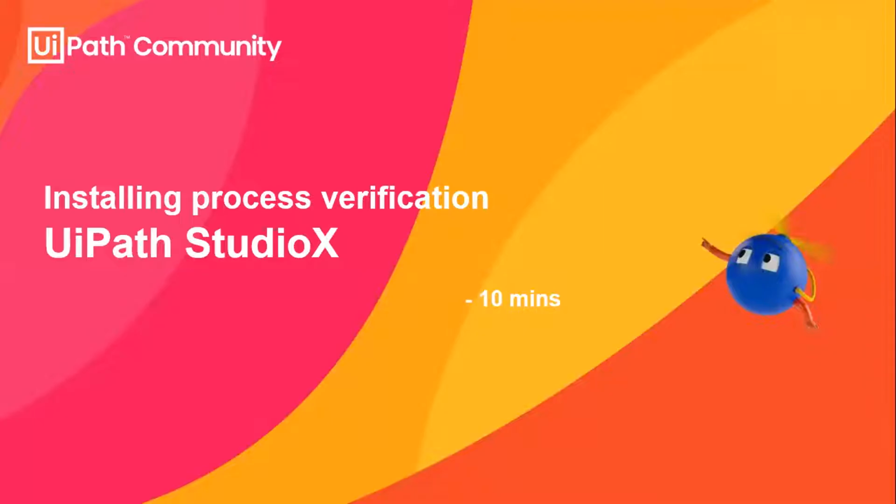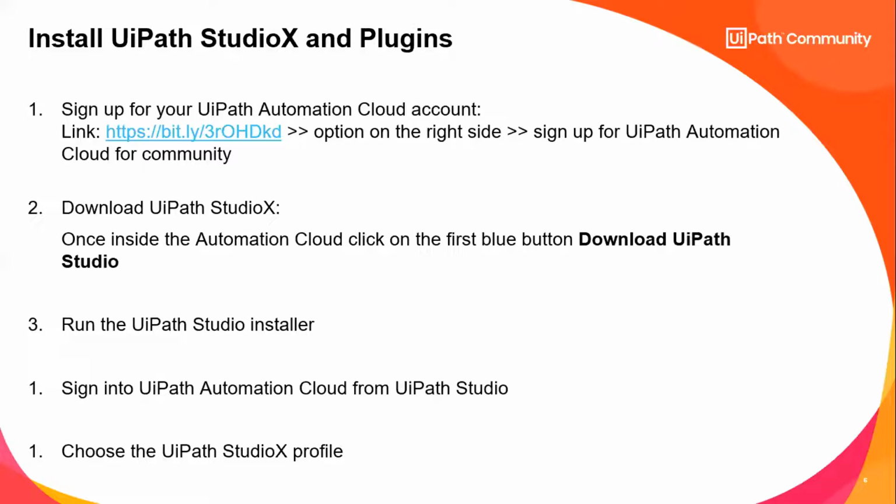So yeah, let's start with the first agenda, which is installing process verification for the UiPath StudioX. In session one, we actually installed StudioX, where Afe helped and showed you all these steps. So we are just taking a quick recap of that. If you have already done it, it's well and good. If you're stuck anywhere, maybe this slide can help you out.